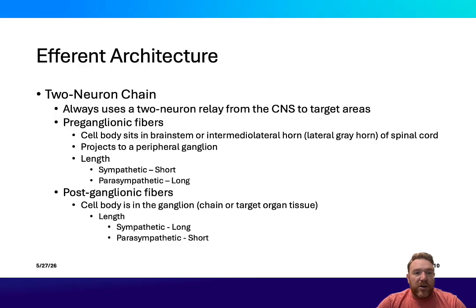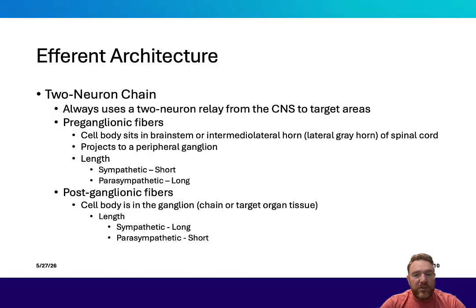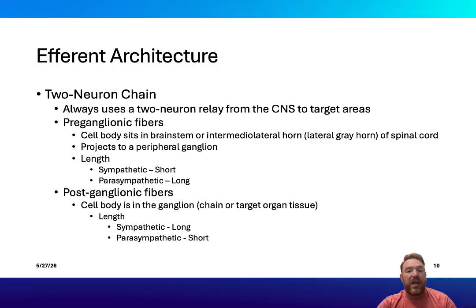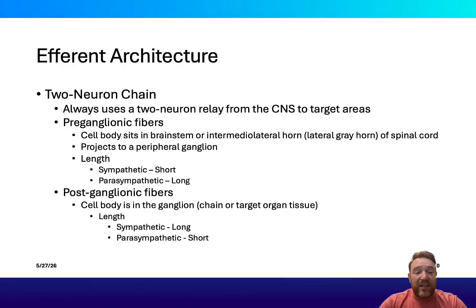Again, just to look at the architecture, this is a 2-neuron chain system. It always uses 2 neurons. So it needs a synapse, needs to change the information in order to do work. All right. So we're going to have 2 different fibers, a preganglionic fiber and a postganglionic fiber. That preganglionic fiber is going to be from the cell body all the way through to where it needs to go. And then it's going to go to a peripheral ganglion somewhere.